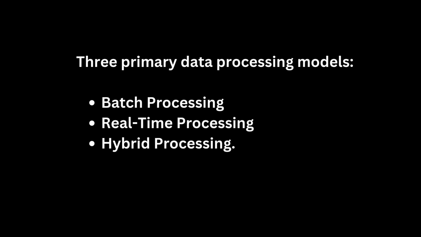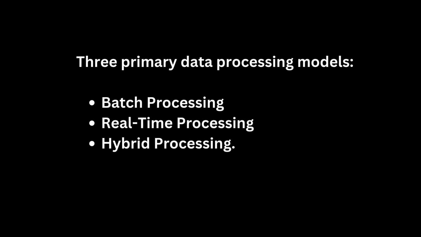Before we dive into big data architectures, let's first understand the 3 primary data processing models: batch processing, real-time processing, and hybrid processing. Batch processing handles large amounts of data in chunks. This approach is commonly used for ETL pipelines, report generation, and data aggregation. Real-time processing continuously ingests and analyzes data as it arrives. This is used for fraud detection, real-time recommendations, and stock market analytics. Lambda architecture combines both batch and real-time processing, allowing businesses to get the best of both worlds: historical data analysis and real-time insights.